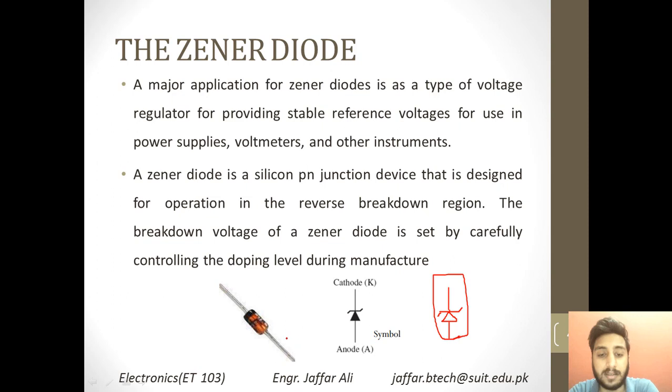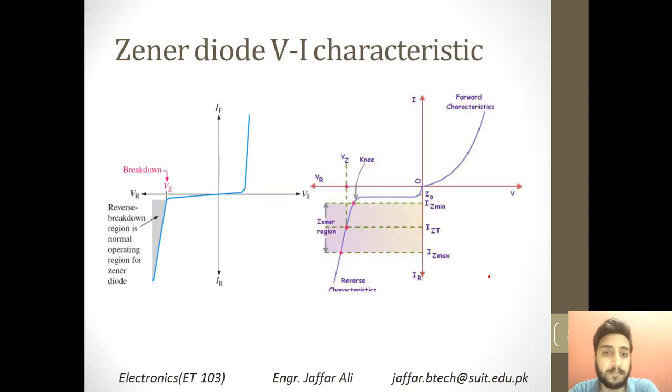It is also slightly different in physical color. The normal diode is normally black and silver, but this diode actually comes in orange and black, where black represents the cathode and orange represents the anode. So this is the slight difference between a normal diode and a Zener diode.